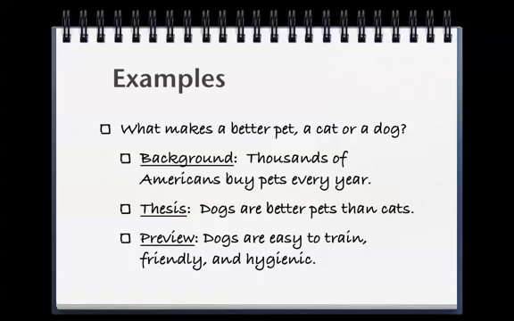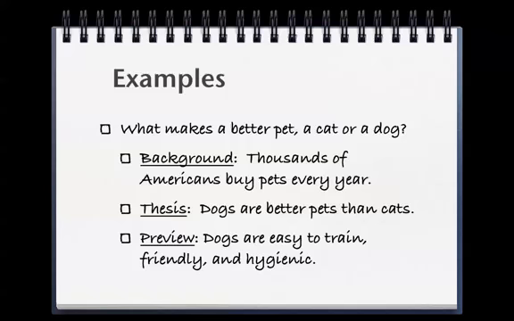All right, so let's look at some examples. We'll go back to the example we've been using in class about what makes a better pet, a cat or a dog. So I need a background sentence. Well, what's some general info? Hey, lots of people get pets, right? That's pretty much a given. Everyone would agree with that. So I make it that a sentence. Thousands of Americans buy pets every year. That's my background sentence. Then I need a thesis.